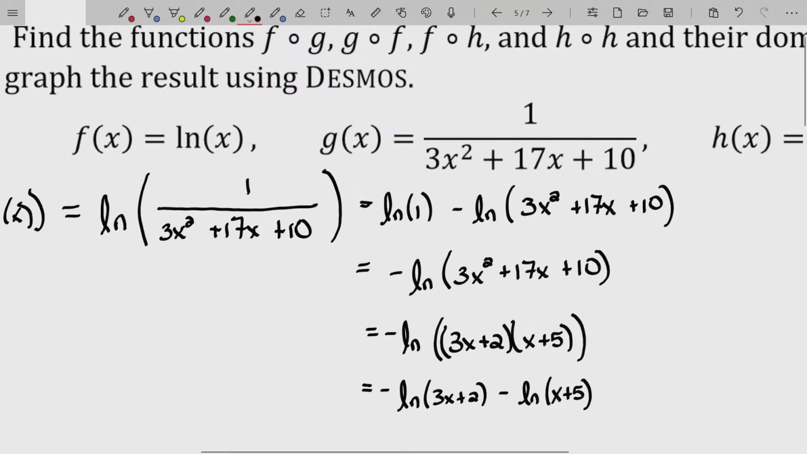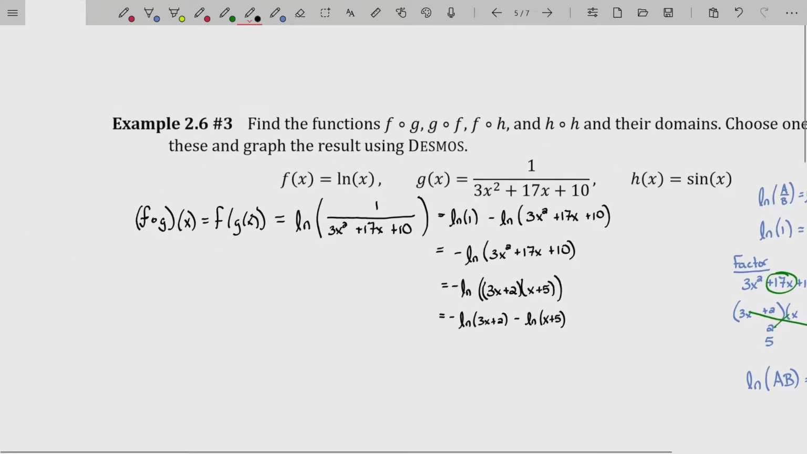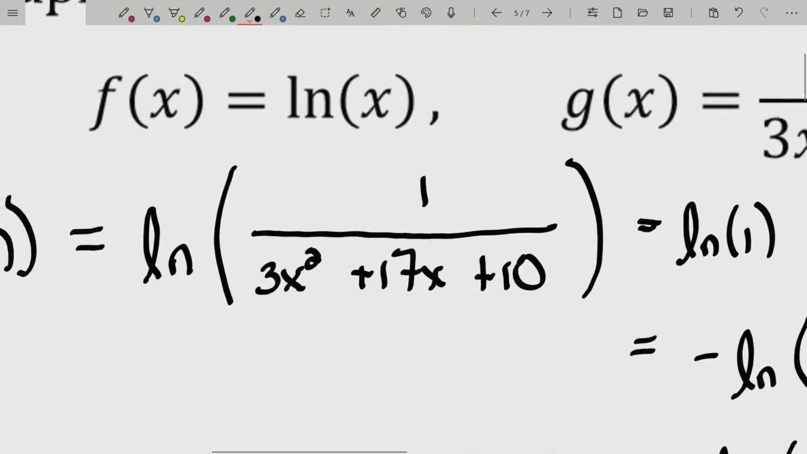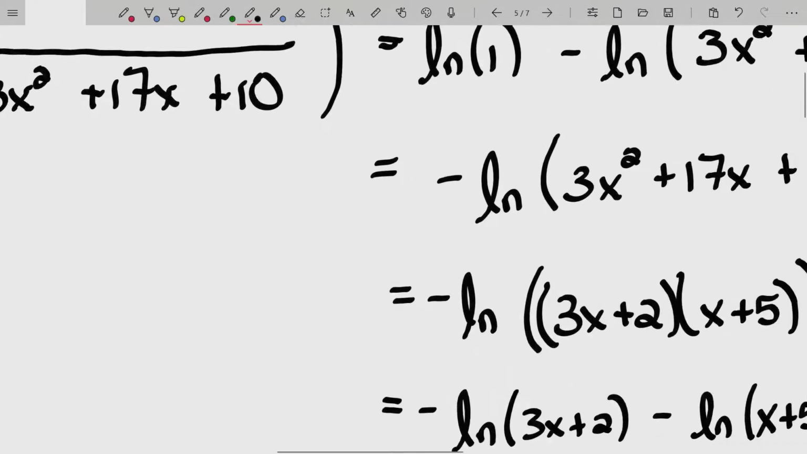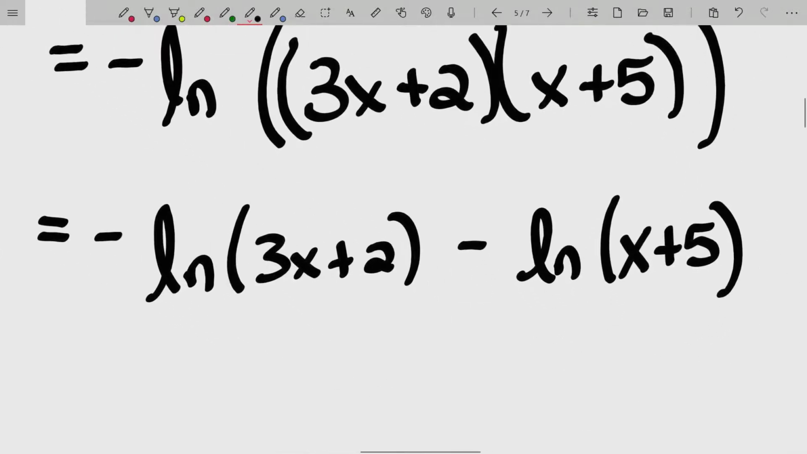That is a very simplified version of f composed with g. If you take a look at the two versions of this, the first version being the natural log of just 1 over this 3x squared plus 17x plus 10, that is actually a very simple statement. However, to compute with that can be a bit of a mess. Versus our final statement, there's a lot of power to compute with this. However, there are some issues.